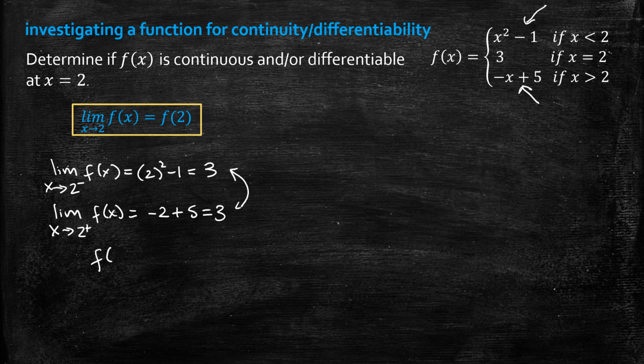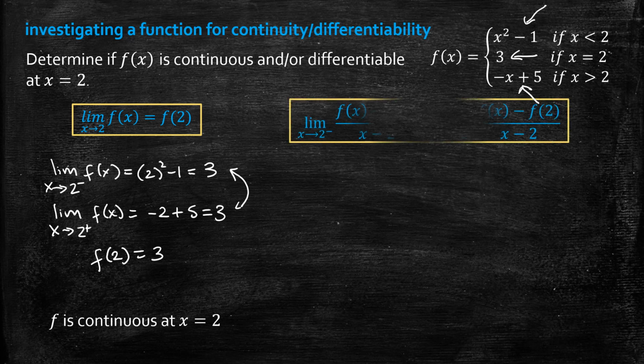The last thing we have to check is whether f of 2 is also equal to 3, and if we go to the piecewise function, we see it is. So therefore, we can establish that f is indeed continuous at x equals 2. Now we know continuity does not guarantee that it will be differentiable, so we need to go to this next step, recall the test for differentiability, and dive right in.